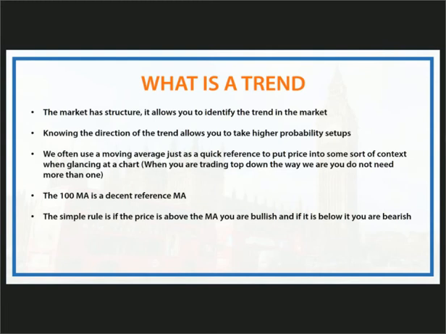Now, one way that you can use to identify a trend, and it's a technique that we use, is we throw a moving average on the chart. Now, we don't trade just based on this moving average, but it helps us to understand what the trend is at a glance because it gives us a reference point. Where is price in relation to the moving average? And the one that we use is a 100 moving average.